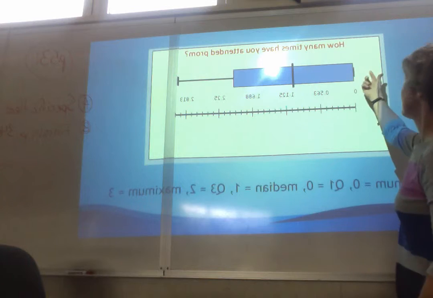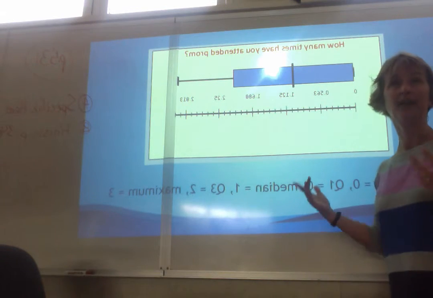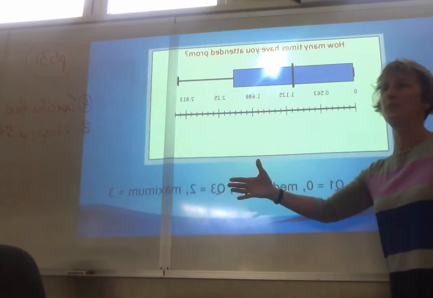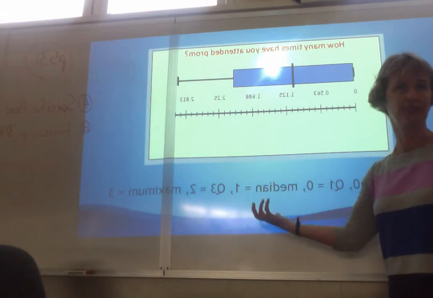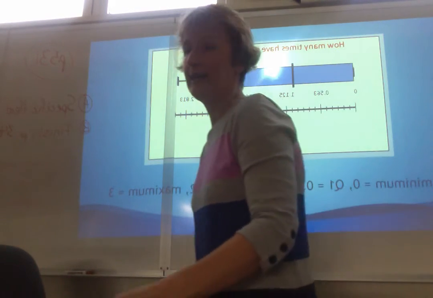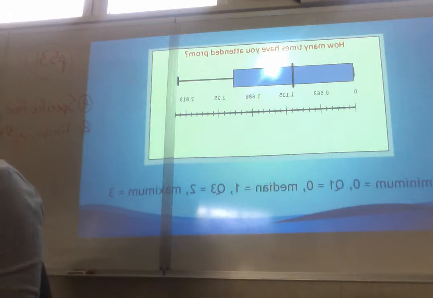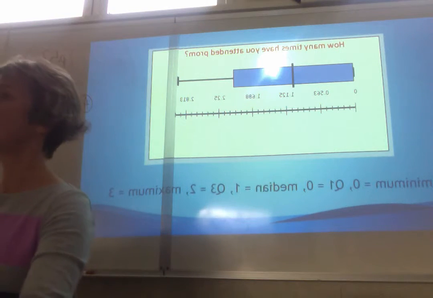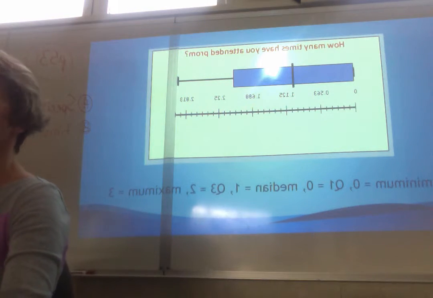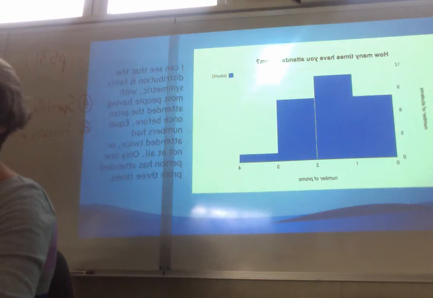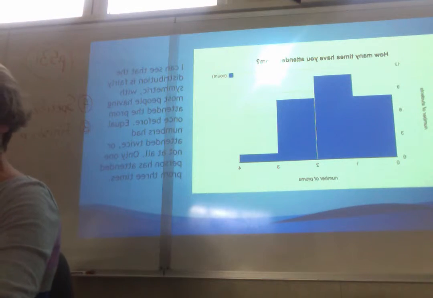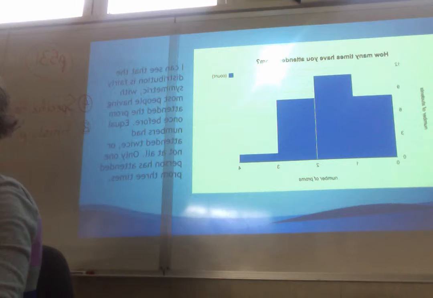Okay, I apparently didn't have a whisker on that side, maybe because the numbers I'm working with were a small range. Maximum was 3. So you will get a list of data back and you will make a box and whisker. You'll also make a histogram.